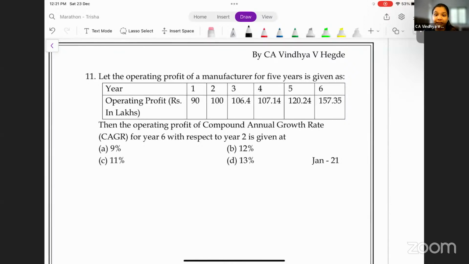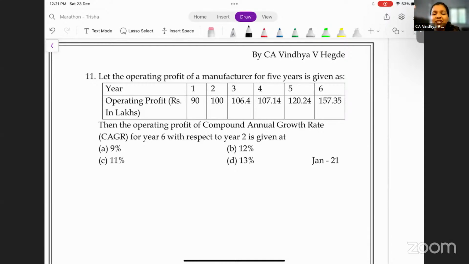Okay. This is a question of CAGR. So here, like I told you, I would suggest you to use the options, direct options. Don't use the formula. Why? It's easier to solve it using the options. The rate of interest is given. Rate of CAGR is given. We just have to substitute.